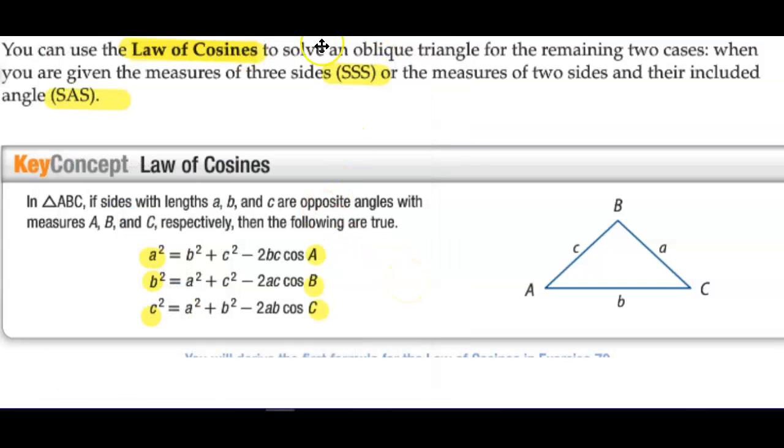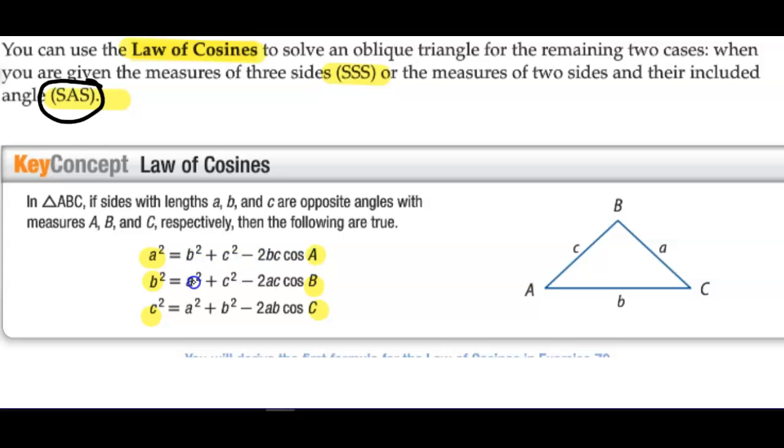So again, the law of cosines is used to solve an oblique, meaning a non-right triangle. It also works in right triangles, but SOHCAHTOA is easier and shorter than the law of cosines. But it will work when you have two cases. The first is when you know two sides and an angle in between. So you're going to put the two sides in here and here for B and C, and then the angle in for A.